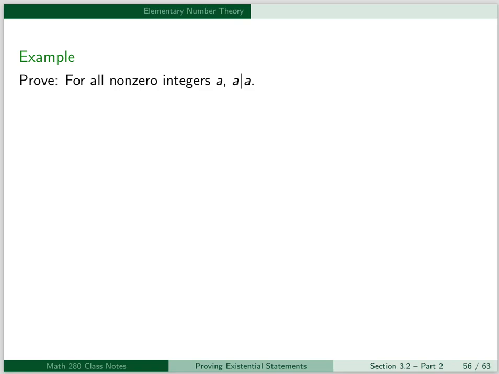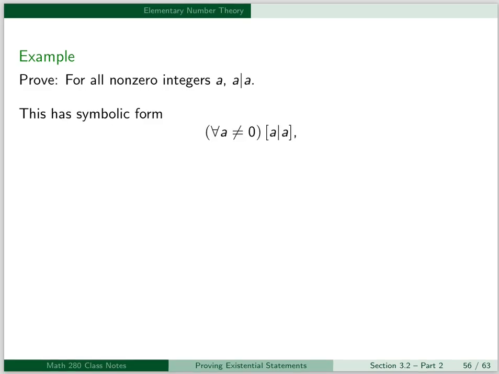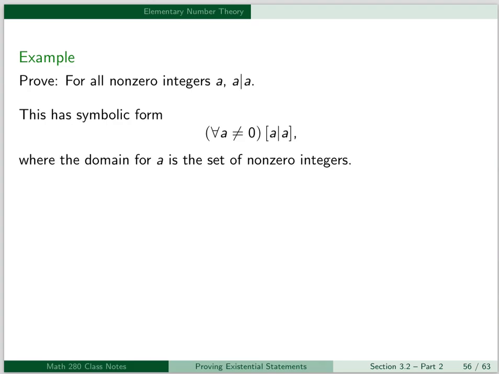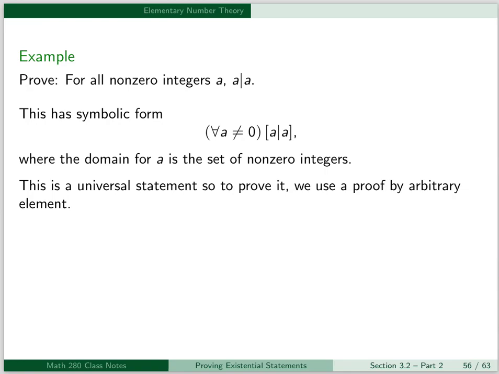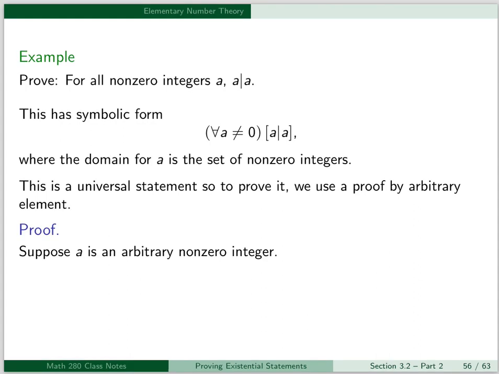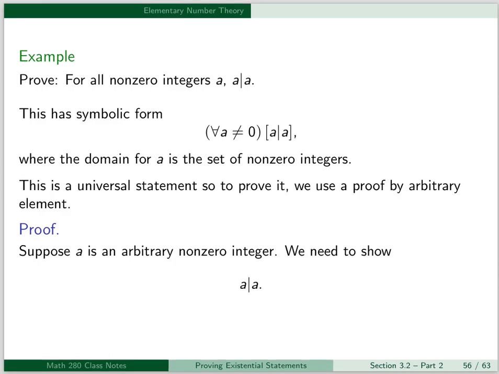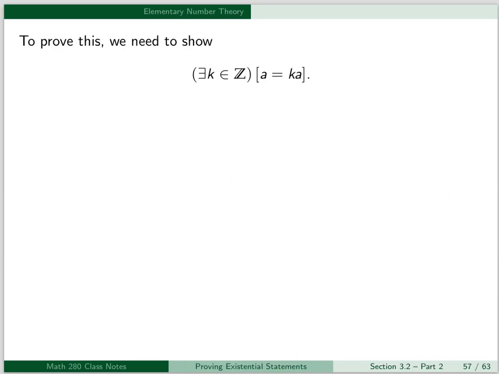For an example involving a proof, we want to prove for all non-zero integers a, a divides into itself. This has symbolic form for all a not equal to 0, a divides into a, where the domain for a is the set of non-zero integers. This is a universal statement, so to prove it, we use a proof by arbitrary element. We suppose a is an arbitrary non-zero integer, and we need to show a divides a. To prove this, we need to show there exists a k in Z such that a is equal to ka.